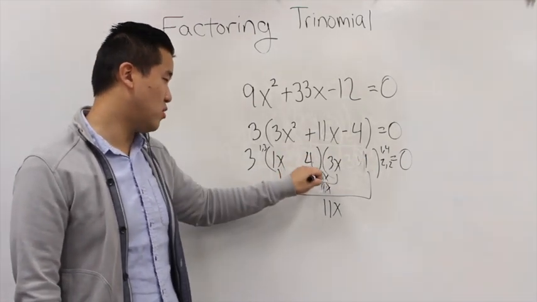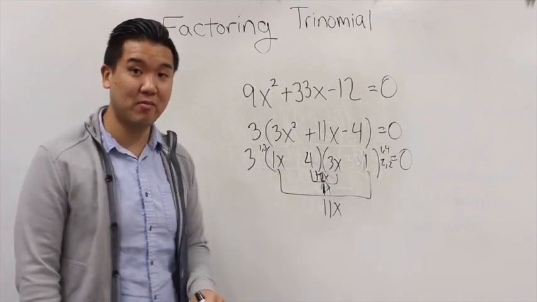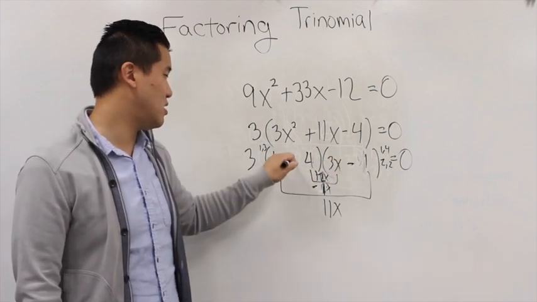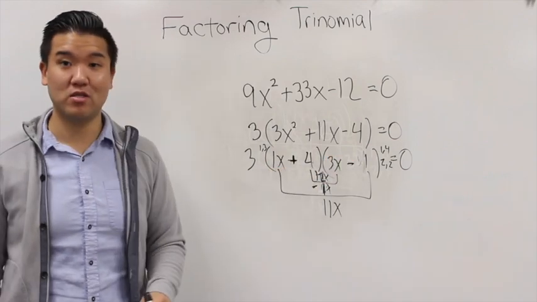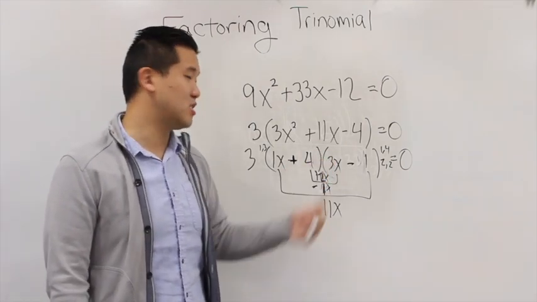So 4 times 3 is 12. 1 times 1 is 1. Does 12 and 1 somehow equal 11? Yes. We have to make this guy negative. So you have negative there, we have positive there. So right now we just factored it: 3 times x plus 4 times 3x minus 1.